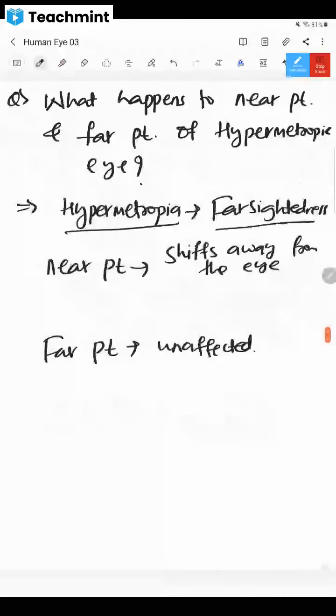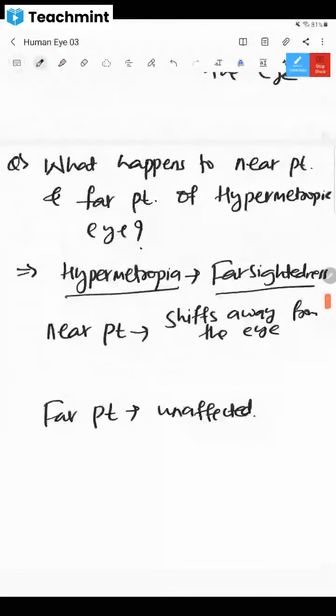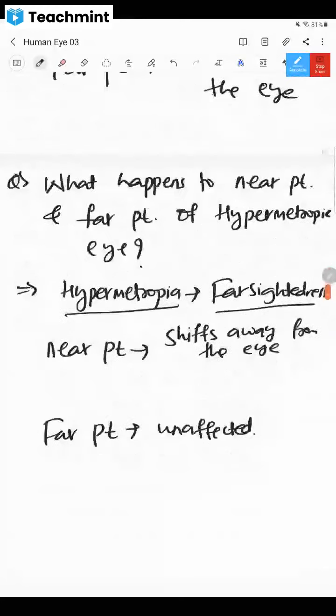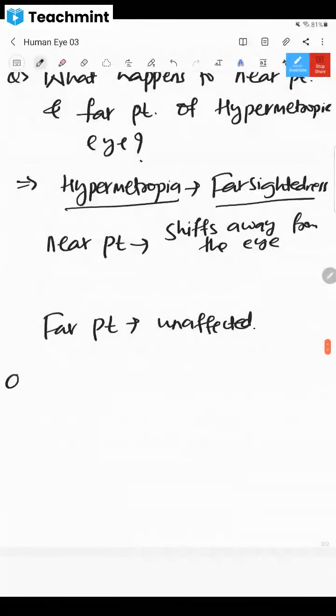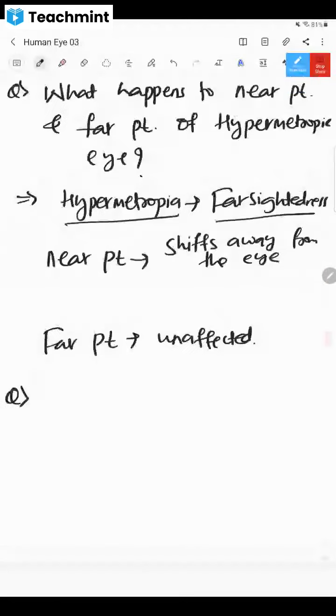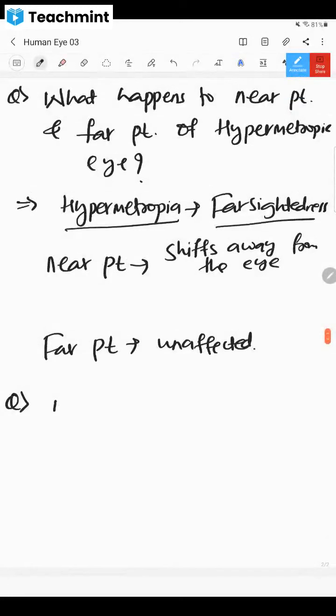Anyway, shall I give you some examination questions? These two are examination questions, but they are also asked in competitions. Shall I give you a question which was asked in your 10th standard board exams? Yes, sir.